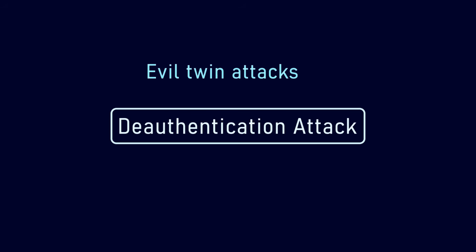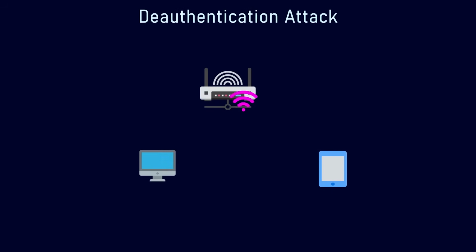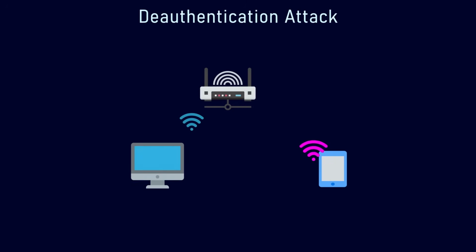In the previous video, we captured a four-way handshake, right? To capture four-way handshake, either a new device needs to connect to the network or an existing device needs to disconnect and then reconnect to the network, right? Here we have an obvious problem, right? In most cases, people are already connected to the network and new client devices may take a lot of time to connect. There you have to wait patiently.